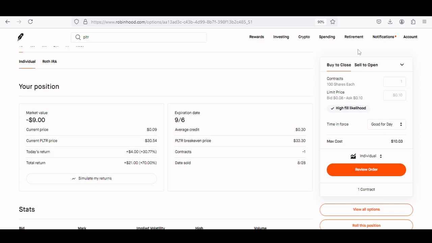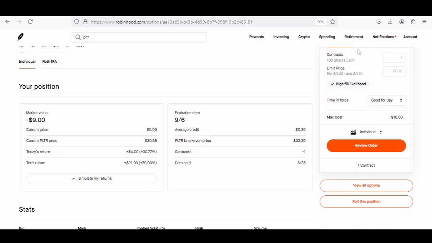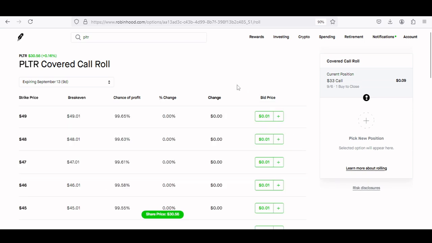Robinhood, however, makes this super easy, super simple. So here we go. We're going to scroll down, and Robinhood has this little thing here that simply says roll this position. We're going to go ahead and click onto that.